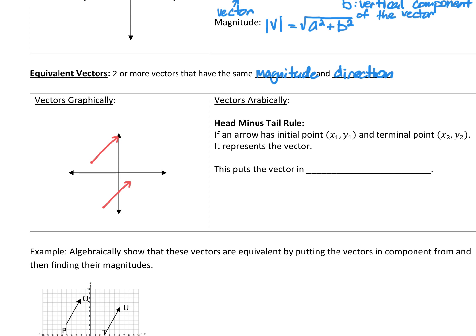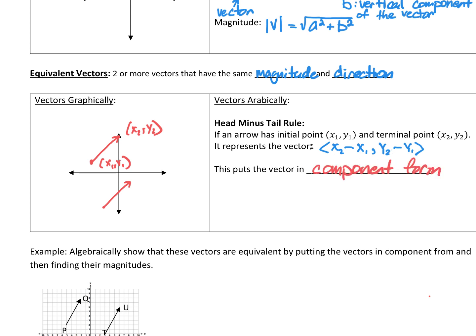The way we can do that is if an arrow has an initial position of (x sub 1, y sub 1) and a terminal position of (x sub 2, y sub 2), it represents the vector ⟨x sub 2 minus x sub 1, y sub 2 minus y sub 1⟩. With the x and y points here, if this is x sub 1, y sub 1, and this point here is x sub 2, y sub 2, then we're just subtracting the head minus the tail. This puts the vector in component form.